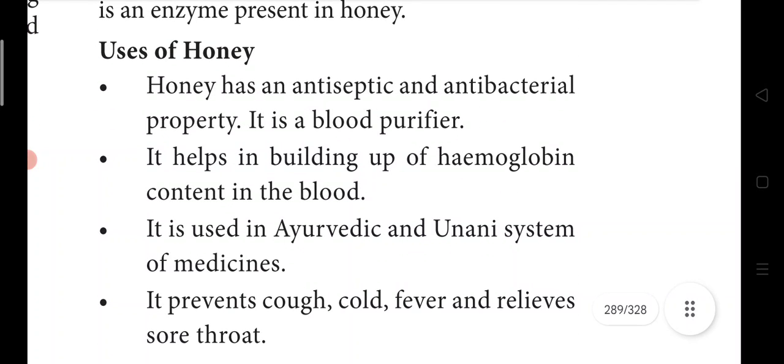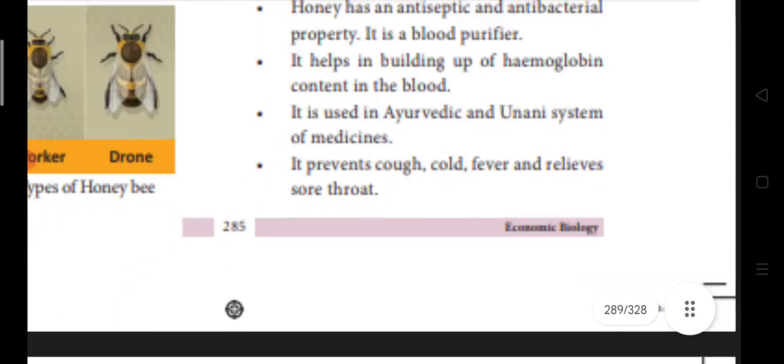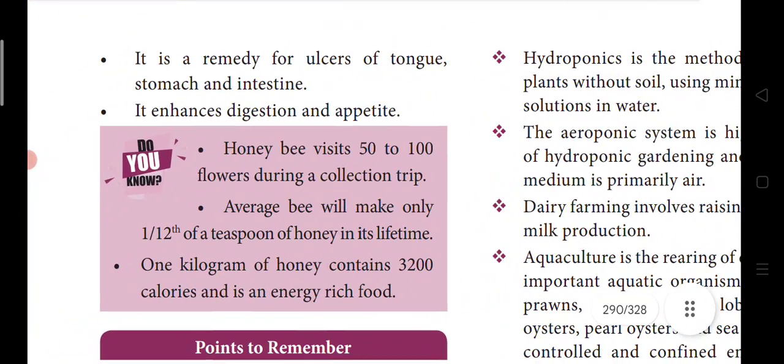Uses. Honey has antiseptic and antibacterial properties. It is a blood purifier. It helps in building up the hemoglobin content in the blood. It is used in the Ayurvedic and Unani systems of medicine. It prevents cough, cold, fever and sore throat. And it is a remedy for ulcers of the tongue, stomach and intestine. It enhances digestion and appetite. So these are the medicinal importance of honey. So many uses are there.